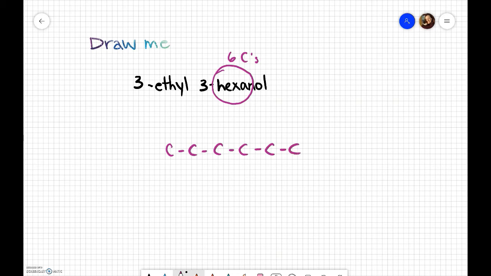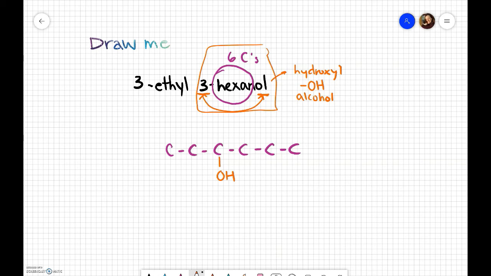Okay, then I see I have a whole bunch of other things going on. I see I have a 3 in front of that hex, which indicates to me that there's something special. And I can look at the suffix and know what that special thing is. I have an OL. Whenever I have an OL, I have a hydroxyl group or an alcohol. And that 3 tells me that that alcohol is on my 3rd carbon. So I'm just going to start counting from the left, because that's where I naturally defer to. So 1, 2, 3, here we're going to put an OH. And so that's taking care of this part of the name. I have the 3-hexanol right now.